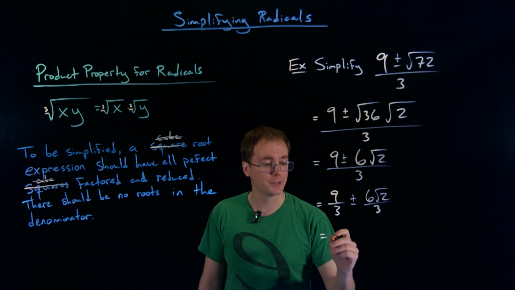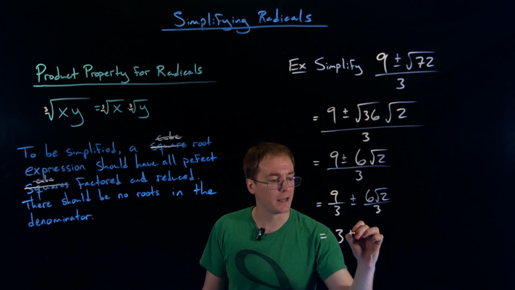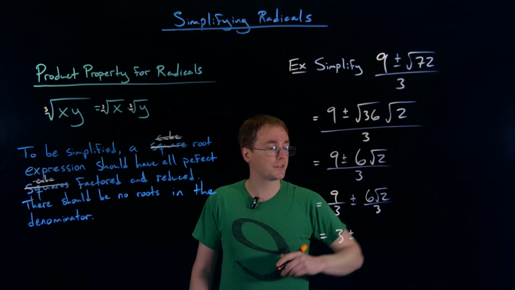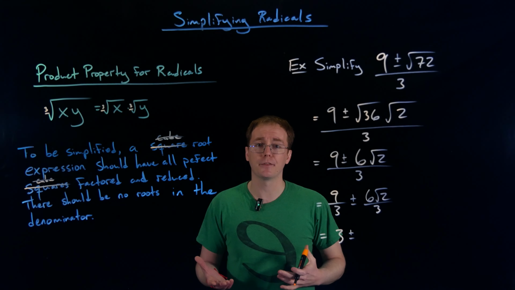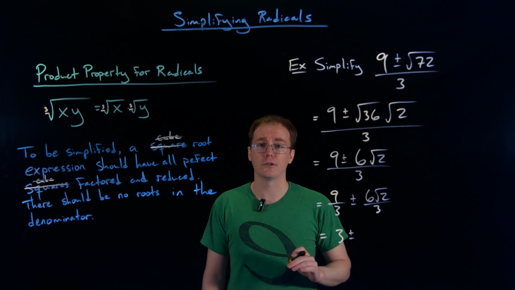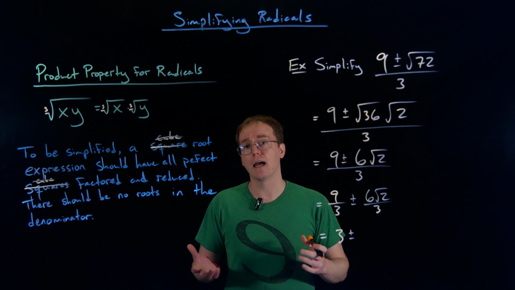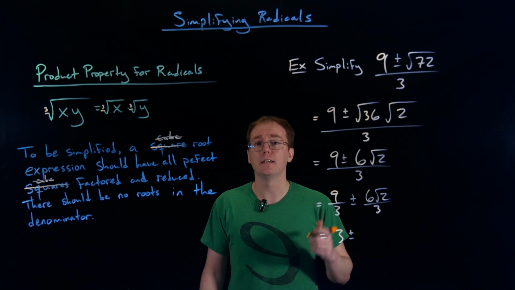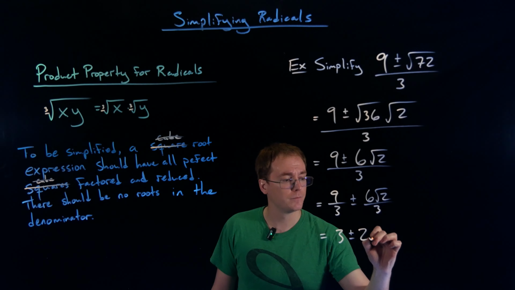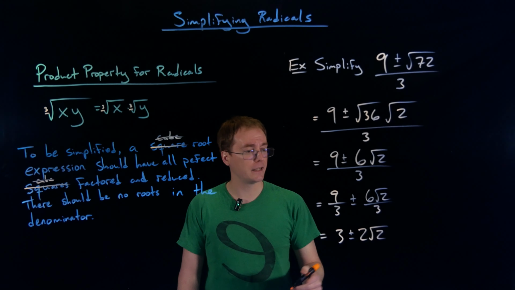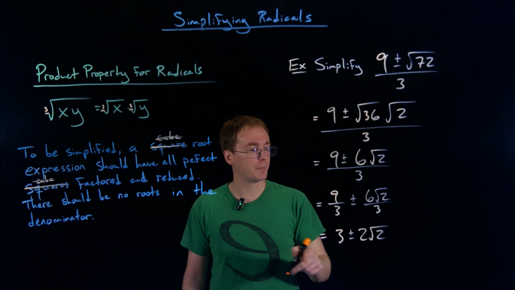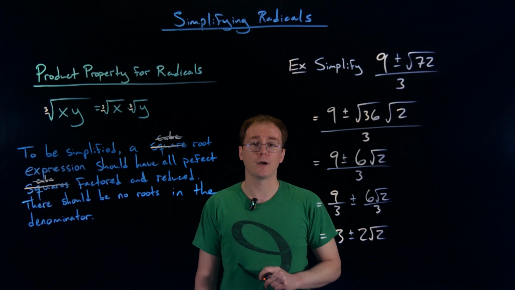9 divided by 3 is 3. Then we have plus or minus 6 times the square root of 2 divided by 3. We really just ignore that square root of 2 and focus on the other part. 6 over 3 is equal to 2. And so our final answer looks like 3 plus or minus 2 times the square root of 2.